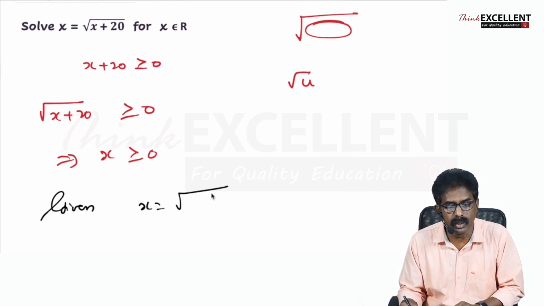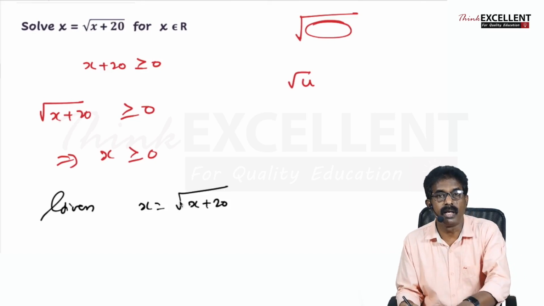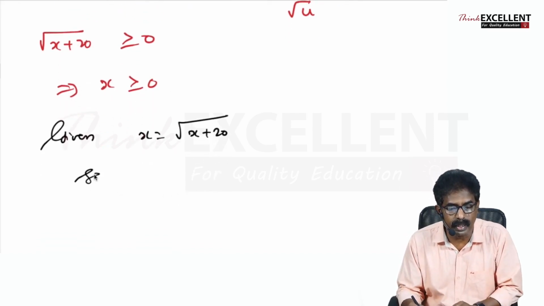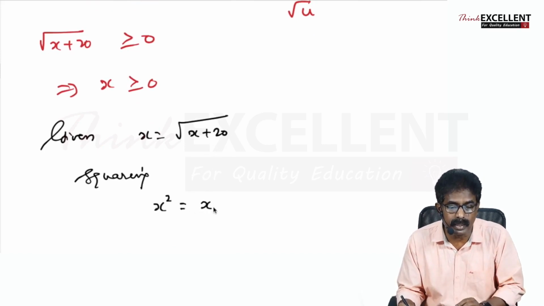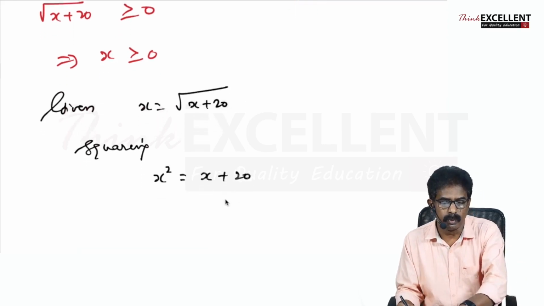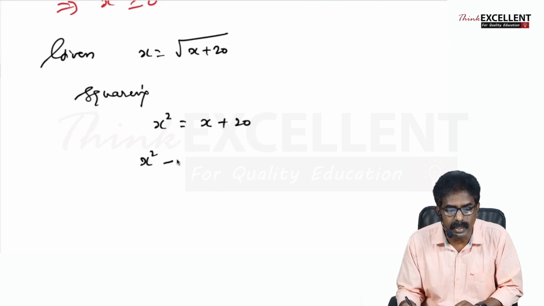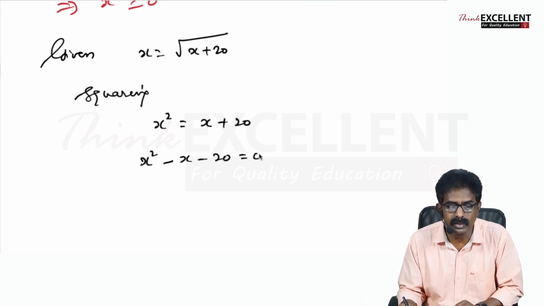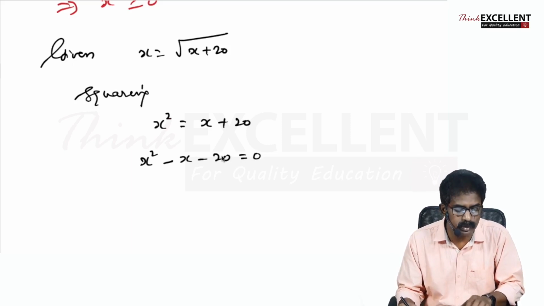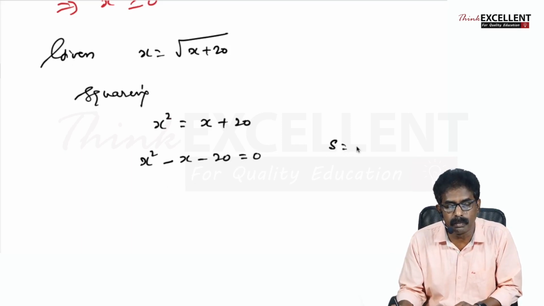x is equal to root of x plus 20. Now you square both sides. When you square the left side, it becomes x square. On the right side, when you square, the root cancels, and you get x plus 20. So bring every term to the left side. What you get is x square minus x minus 20 equal to 0. You are getting a quadratic equation which can be solved. Sum is minus 1, product is minus 20. The numbers are minus 5 and 4.